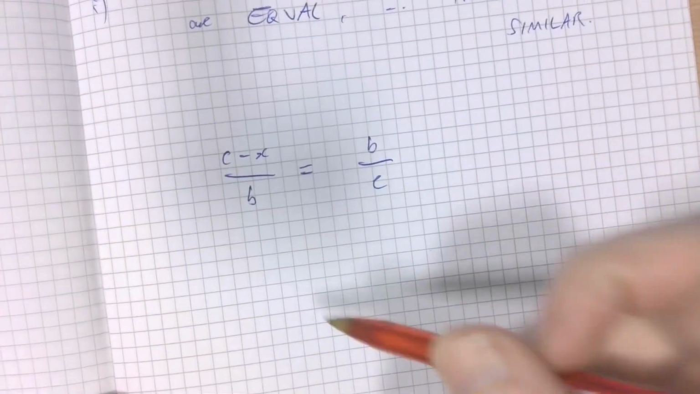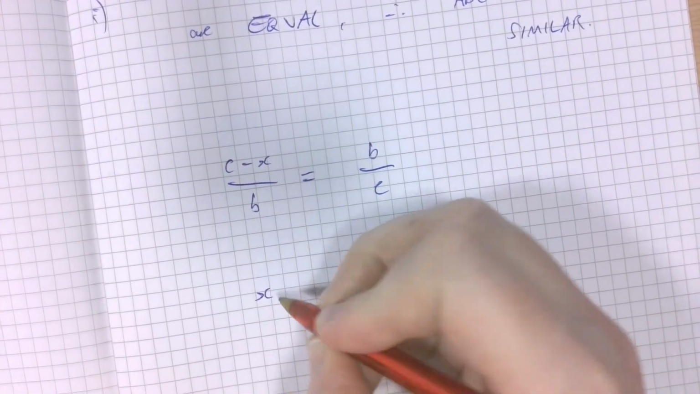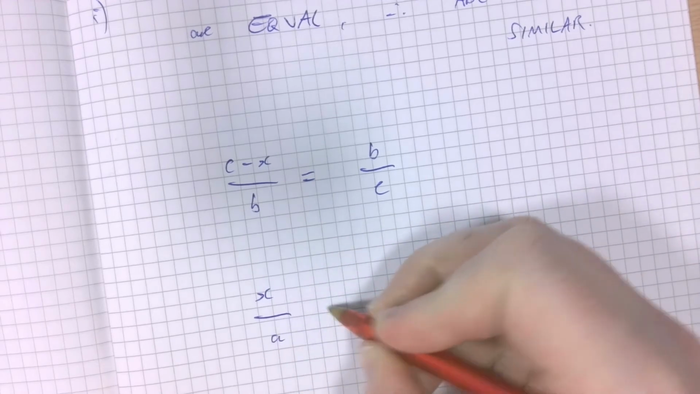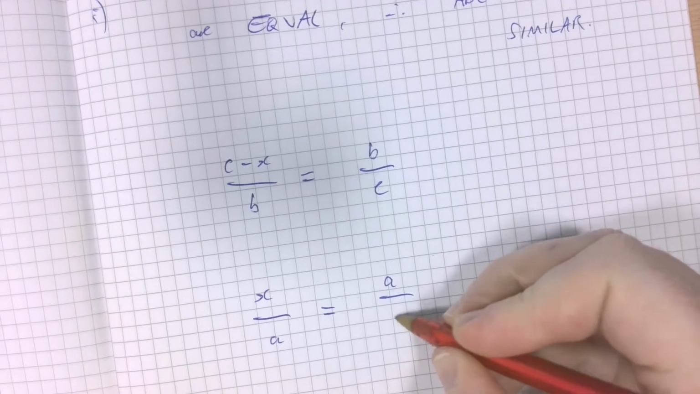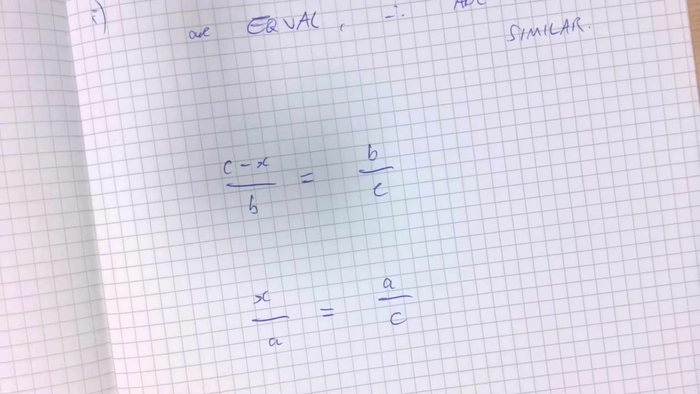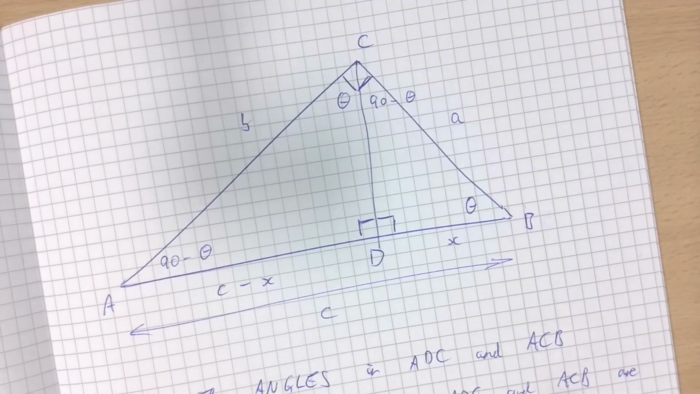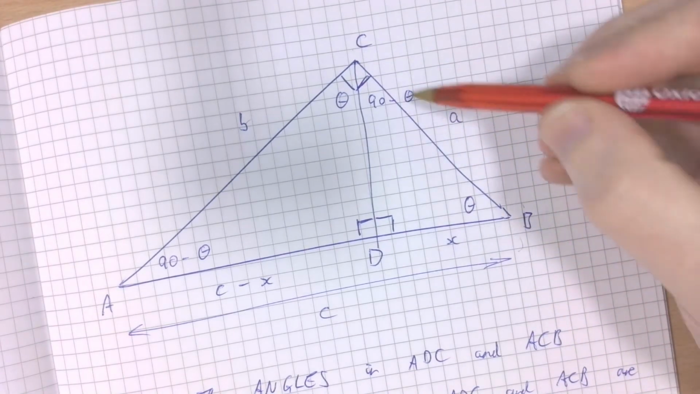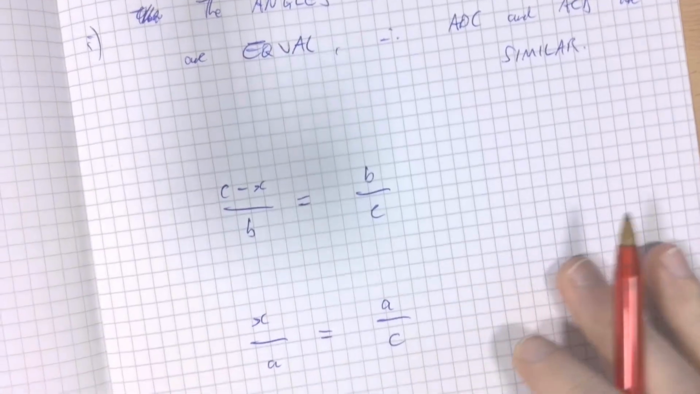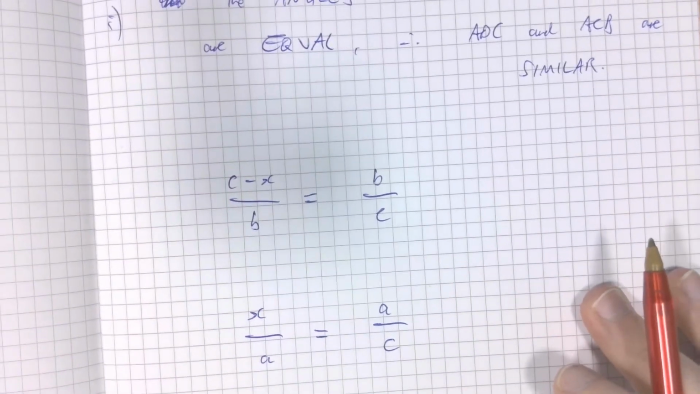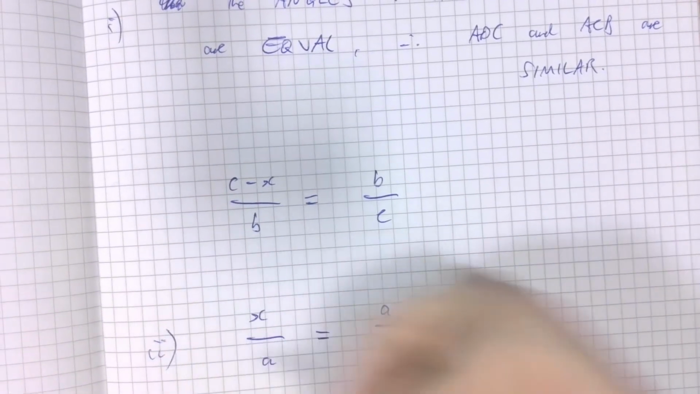What that means is that for the second one, x over a equals a over c. That divided by that is the same as this divided by this. That's what mathematical similarity means. The ratio of the side lengths are going to be equal. So that is my statement for the second one.